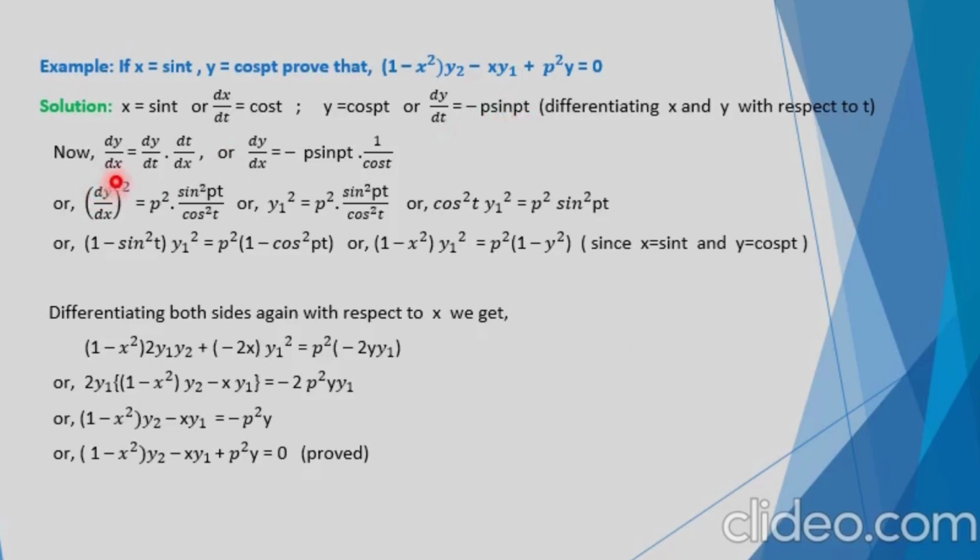Now dy dx, as in the previous sum, equals dy dt into dt dx, or dy dx equals minus p sin pt into 1 by cos t. Now squaring both sides, we get (dy dx) whole square equals p square into sin square pt by cos square t, or y1 square equals p square into sin square pt by cos square t.